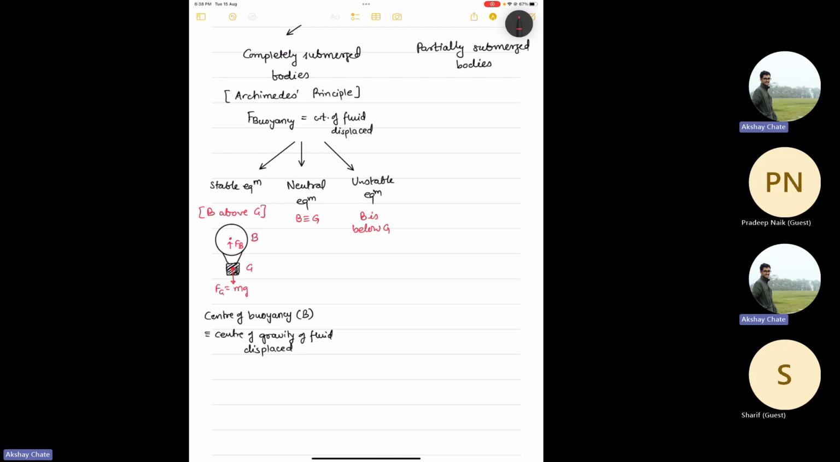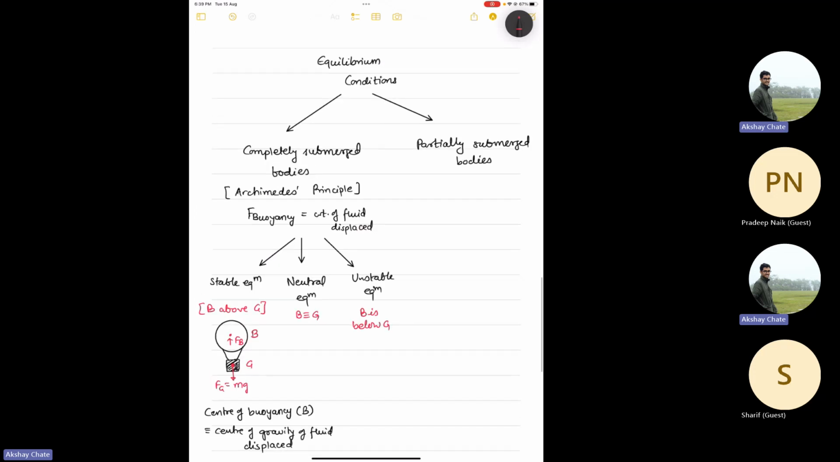Maybe you can look into it, but since we don't have that much time today, we'll not go too deep. But yeah, so these are the equilibrium conditions for completely submerged bodies. And when you come to partially submerged bodies, there is one more concept that comes into the picture, which is the metacenter, which we will denote by M.